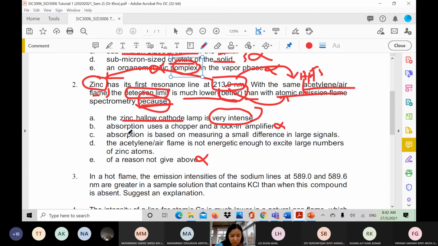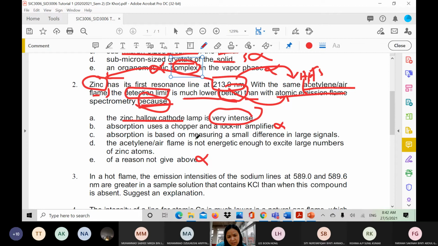The answer is not the correct answer, right? Now we want to explain why it is not the correct answer. Absorption is based on measuring a small difference in large signal. What does it mean, based on measuring a small difference in large signal? It is not answering at all this question, which is to make a comparison between AAS and AES.